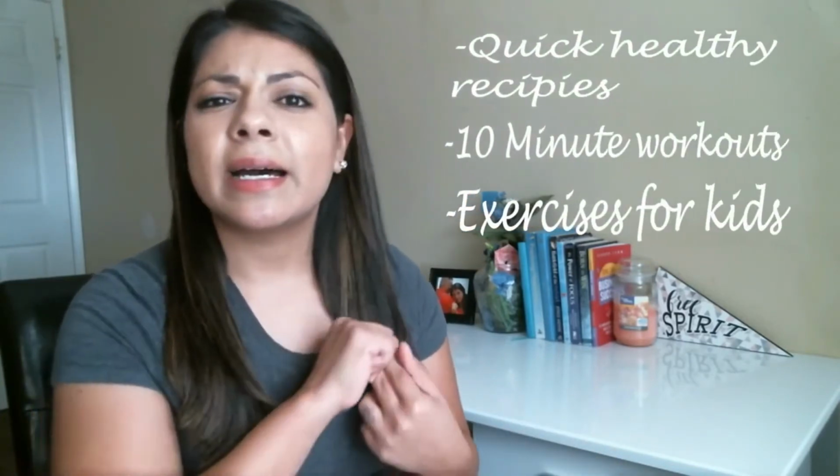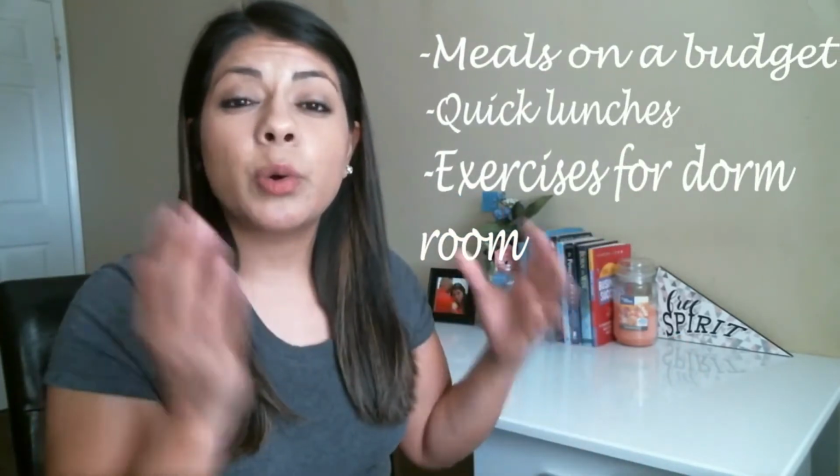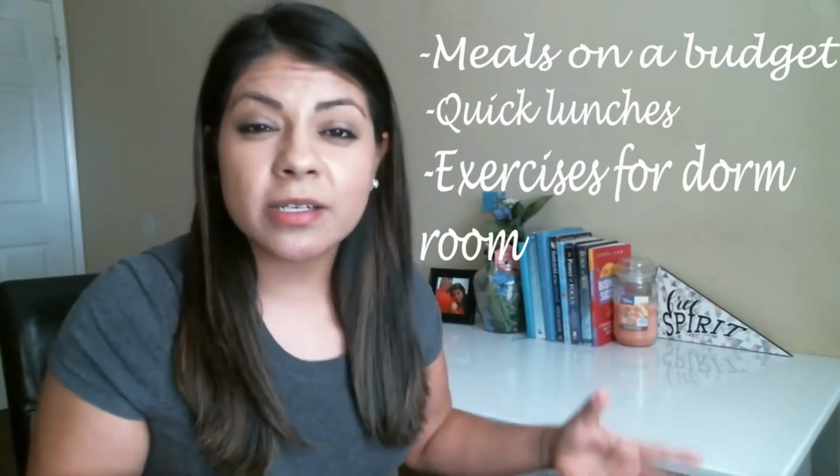If, for example, your ideal customer avatar is fit single moms, then you know what kind of content to create. Your topics would most likely be about quick, healthy recipes, 10-minute workouts, and exercises you can do with your kids. If, on the other hand, your ideal customer avatar were health-conscious college students, then the topics would shift a little bit. The topics would most likely be healthy meals on a budget, quick lunches, and maybe exercises you can do in a dorm room.